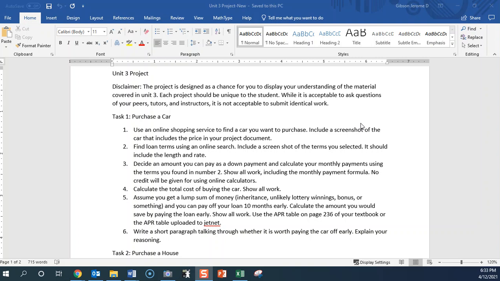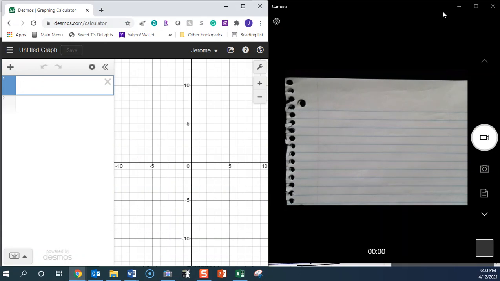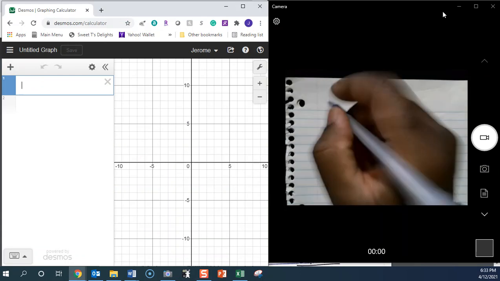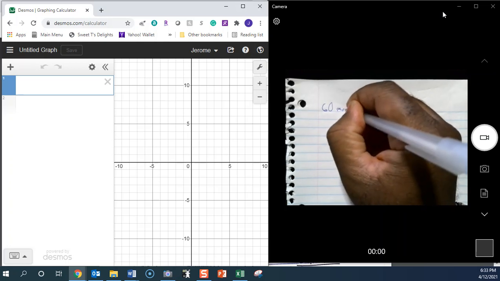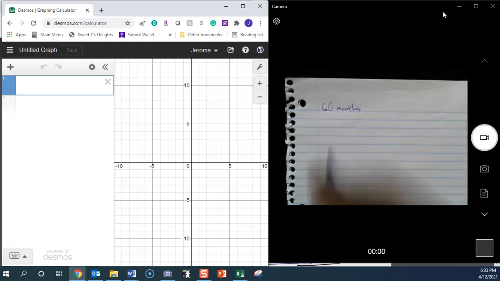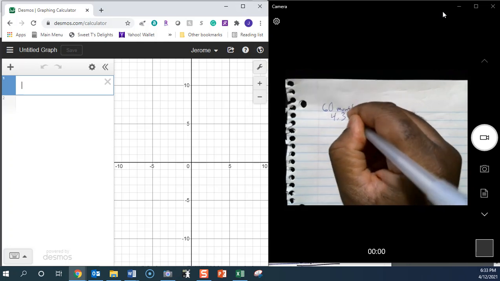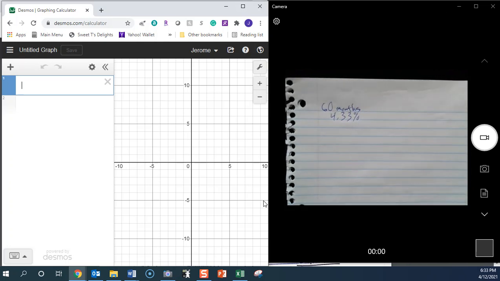Okay, number 2, it says find loan terms using an online search. Include a screenshot of the terms you selected. It should include the length and rate. Okay, so basically, the only thing that you were trying to get as far as the terms were concerned were the length of the loan and the rate. Now, just to go over this, the length of the loan that this student had was 60 months, and the rate of the loan was at 4.33%. Okay, so far we got the length of the loan and also the rate of the loan.